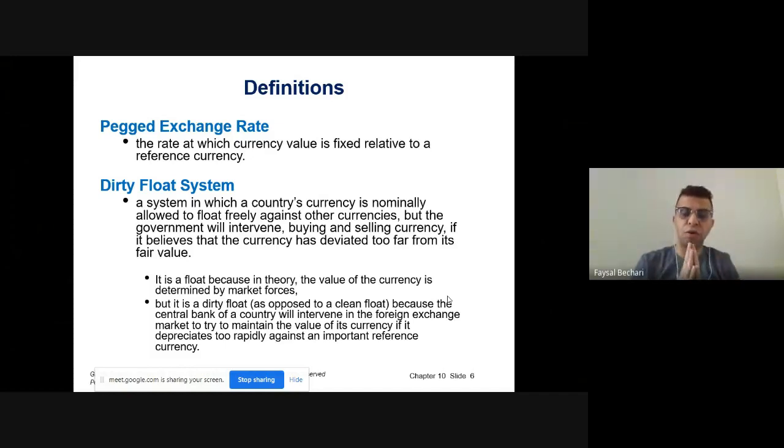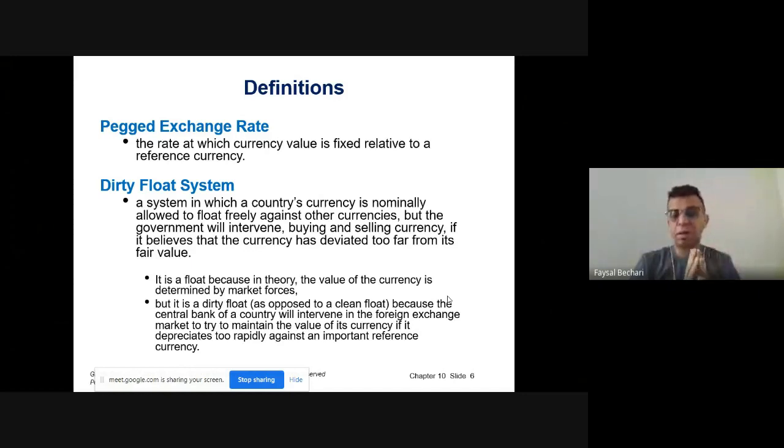So in other words, a system in which a country's currency is nominally allowed to float freely against other currencies, but the government will intervene and start buying and selling currencies if it believes that the currency has drifted too far from its fair value.